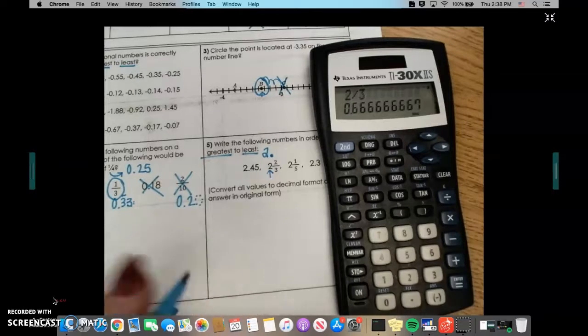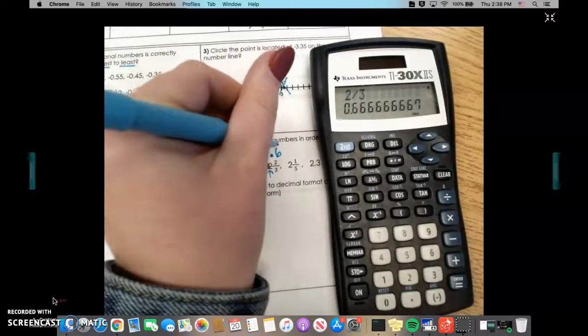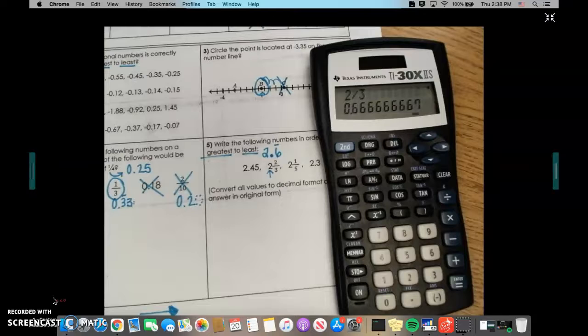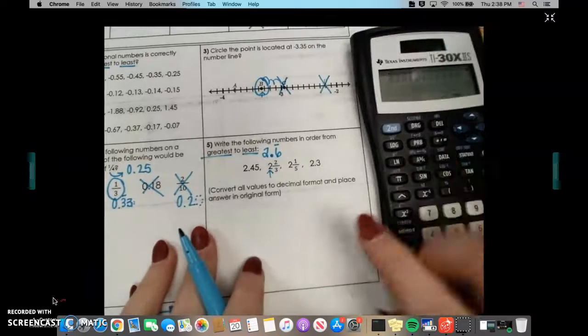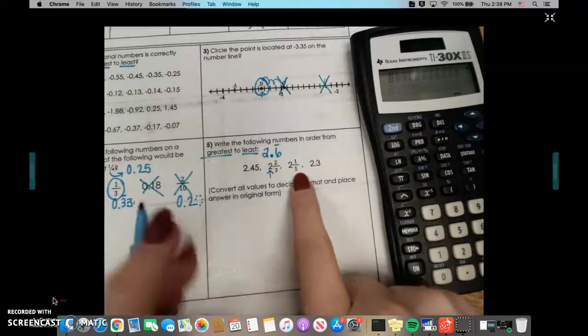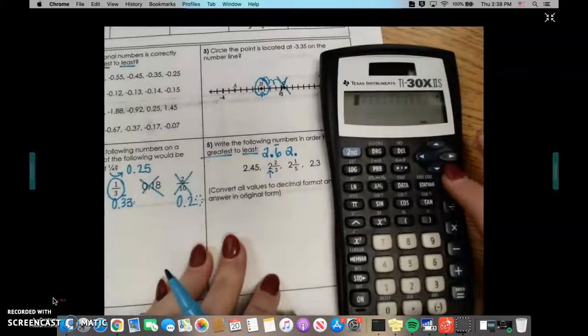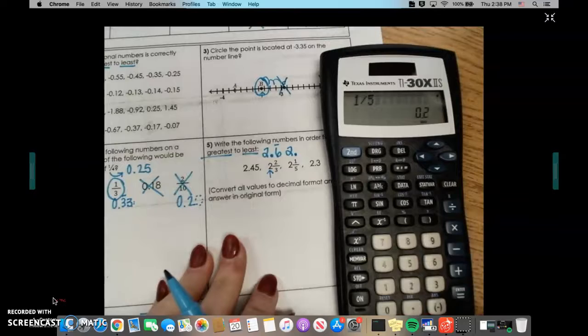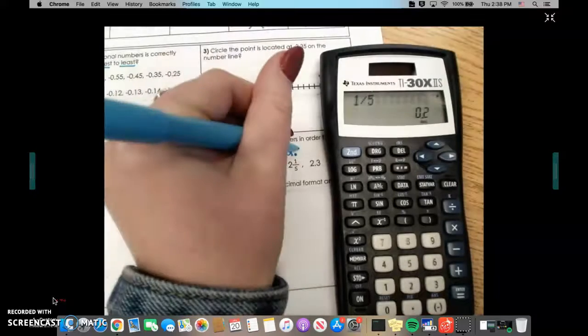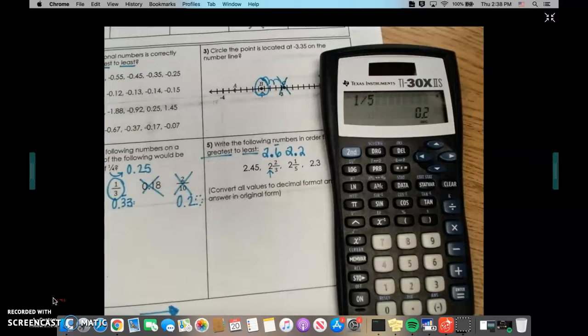And we would get 6 repeating. So I can just put a 6 like that. That line over the 6 just means it's repeating on forever and ever. The next one, same thing. I've got a whole number in front of my fraction, so that whole number needs to go in front of my decimal. And then I need to divide 1 divided by 5. And I get 2/10. So I just need to put that 2 after the decimal.